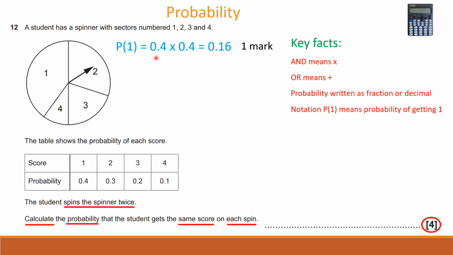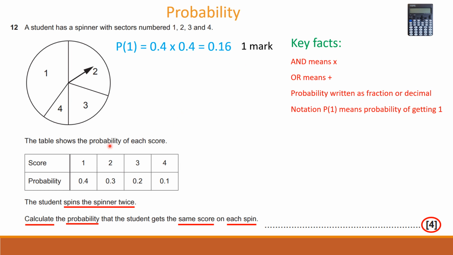So my probability is 0.4 times 0.4 because it's the probability of getting a 1 and the probability of getting a 1. Now 4 times 4 is 16. There are 2 numbers after the decimal point, so there's got to be 2 digits after the decimal point here, which is 0.16. So we could do that easily without a calculator. This is worth 1 mark.